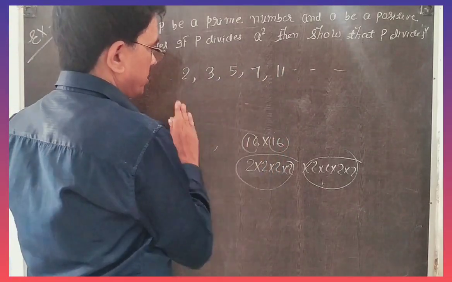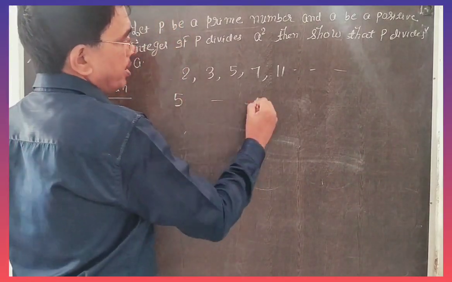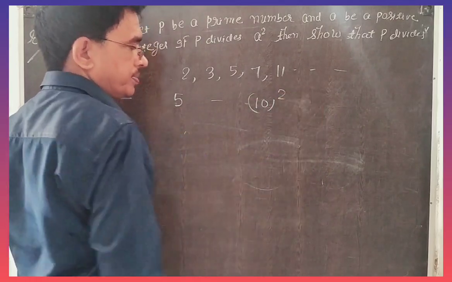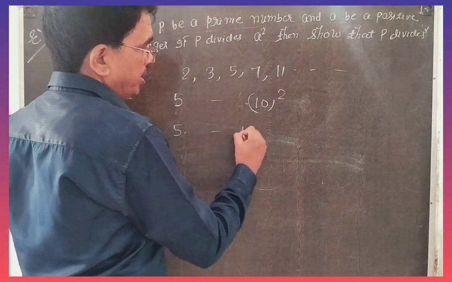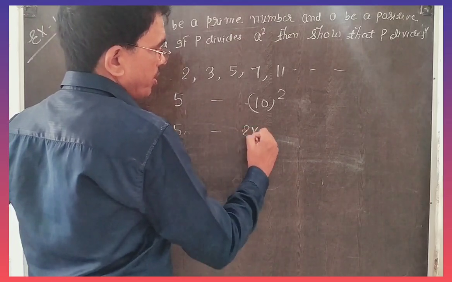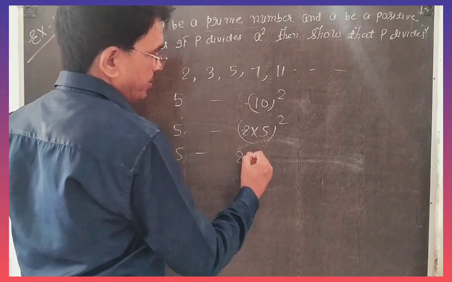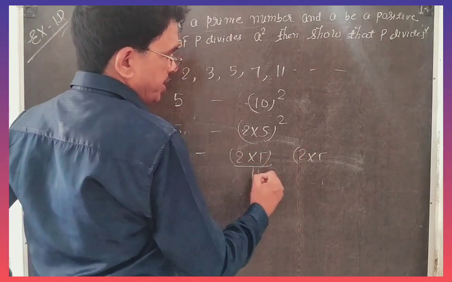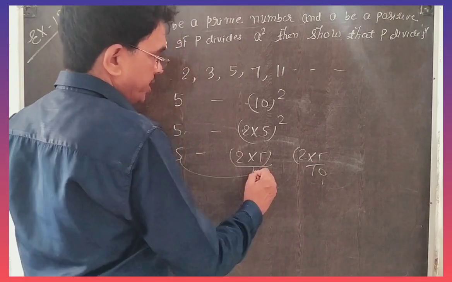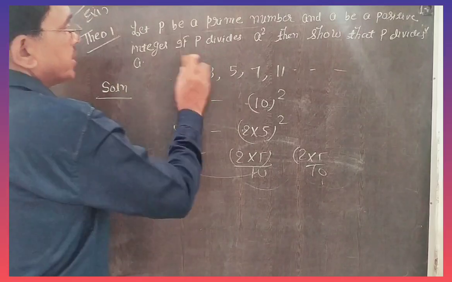Then we can say if p divides a square, then p also divides that number. Another example: suppose 5 divides 10 square. Then 5 divides 10. It is clear that 5 divides 10 square, which means 2 into 5, whole square. That means it is 2 into 5 and 2 into 5. This is 10 also, this is 10 also. Then this 5 divides 10 and also divides the other 10.